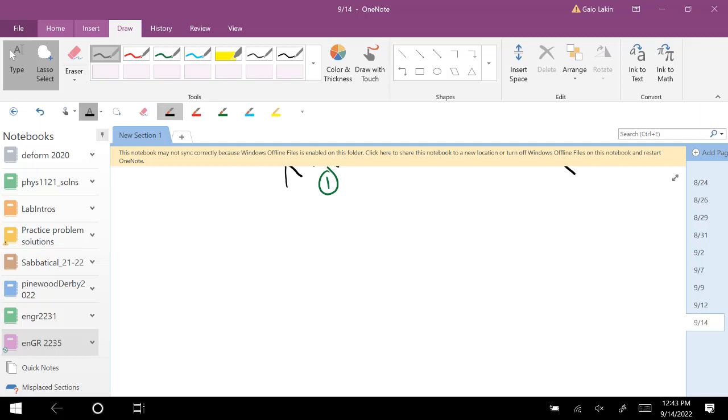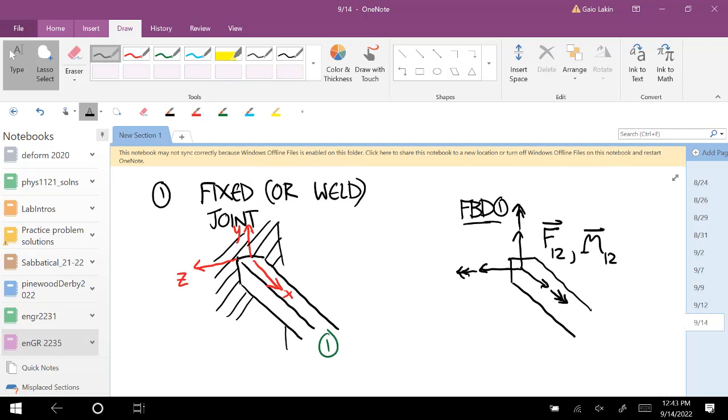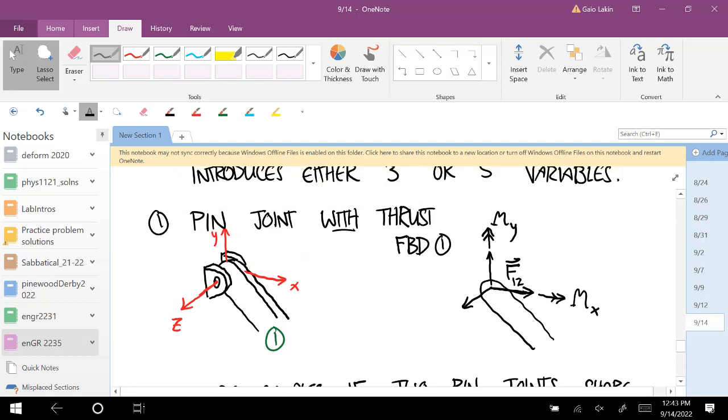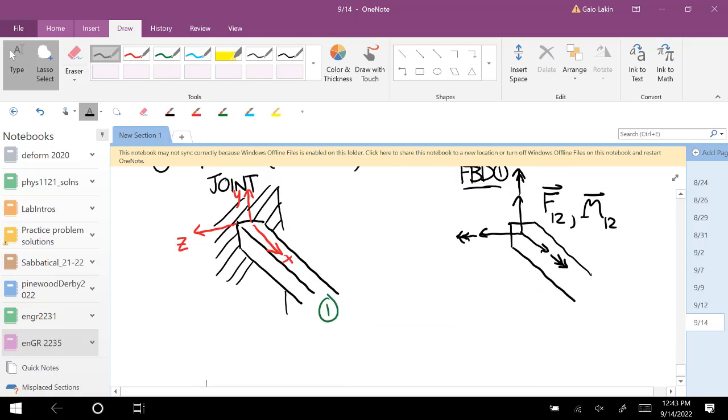Yeah, question? I was just saying, so essentially it's the X or the Z. That's right. There's only one more variable. It's just that a pin joint with thrust still allows the thing to rotate around the pin, and this doesn't allow anything to happen. So one by one, we just kept introducing one more force, one more couple until we restricted all the motion.